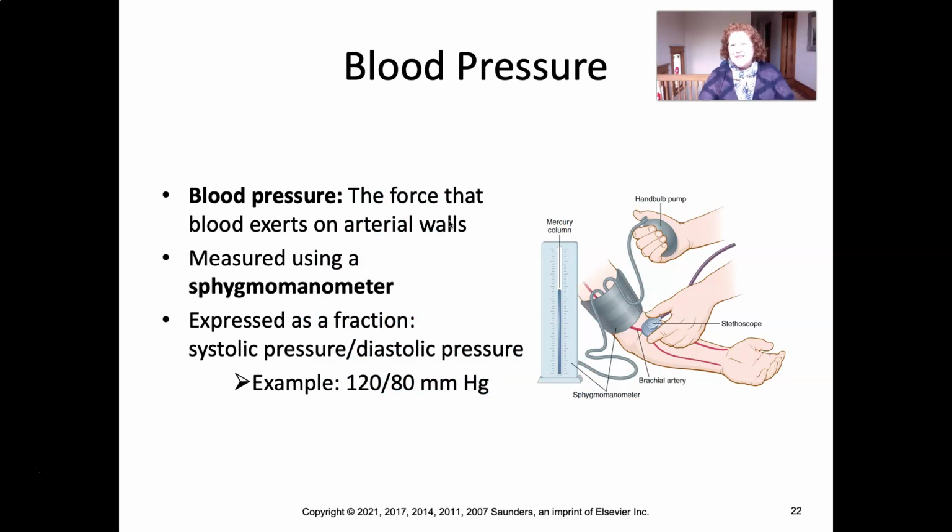Blood pressure. Have you had your blood pressure taken? I think most of us have. It is measuring the force that the blood exerts on the arterial walls. And that is done using a blood pressure measure or a sphygmomanometer. And it is expressed as a fraction. It's the systolic pressure over the diastolic pressure. So what is that pressure when the contraction is occurring over the pressure when it's relaxed? And that's what they're looking for. And they typically take it over the brachial artery, trying to catch it that way.